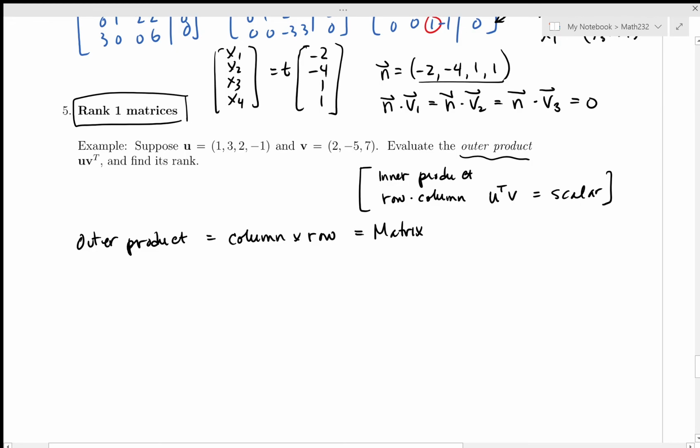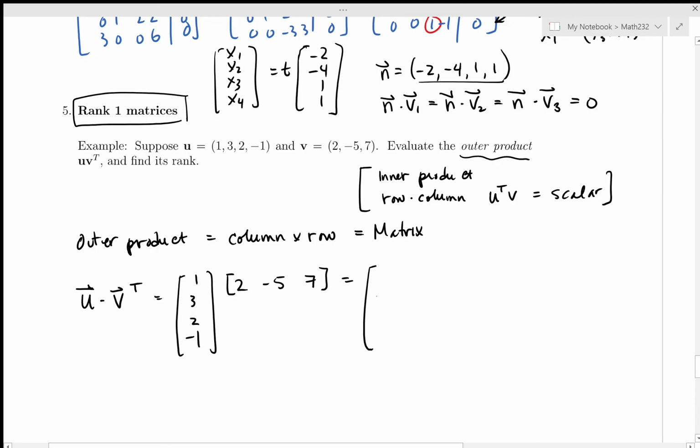Okay, let's just see an example here. So we're going to take the outer product, U V transpose, and that will look like this. Put it into more matrix notation: 1, 3, 2, minus 1. We're going to multiply that by 2, minus 5, and 7. And then the result of that is going to be a matrix that looks like this: 2, minus 5, 7, 6, minus 15, 21, 4, minus 10, 14, minus 2, 5, minus 7.